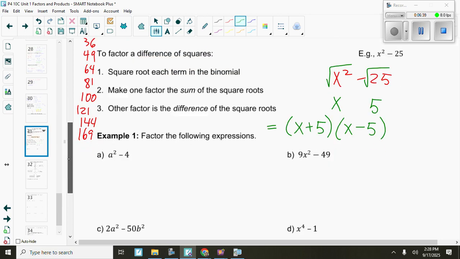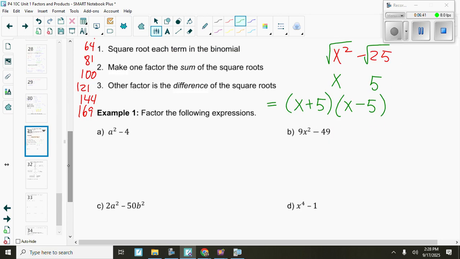So for some of you, if you need to, remind yourself that we're taking the square root of both terms, which is a and 2. And then we're just putting in one's plus and one's minus. If you're good with doing that one in your head, you don't have to show me the square roots.